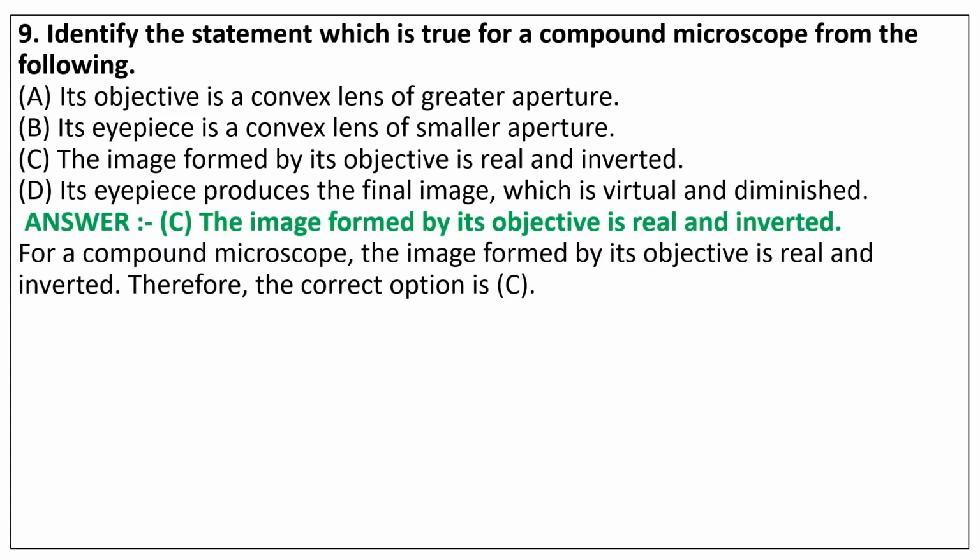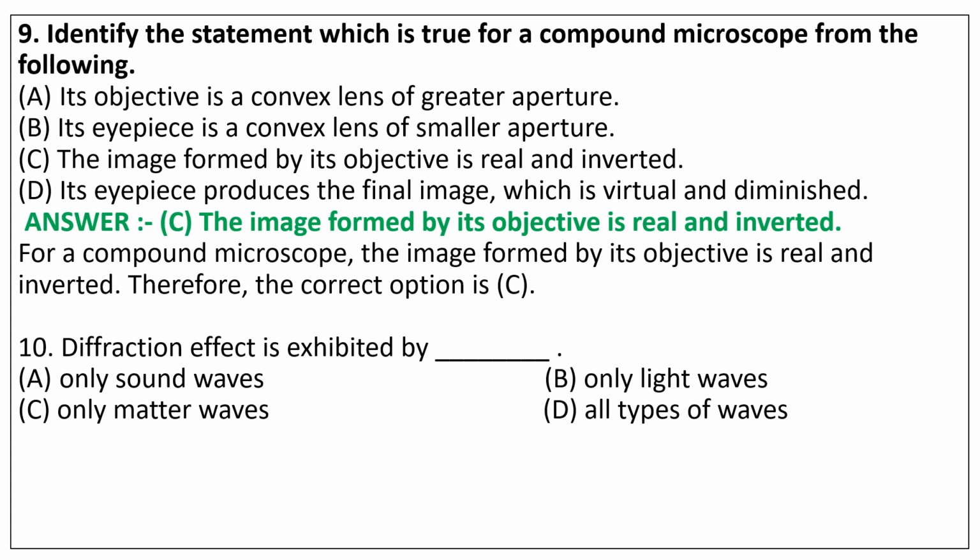Answer. C. The image formed by its objective is real and inverted. For a compound microscope, the image formed by its objective is real and inverted. Therefore, the correct option is C.